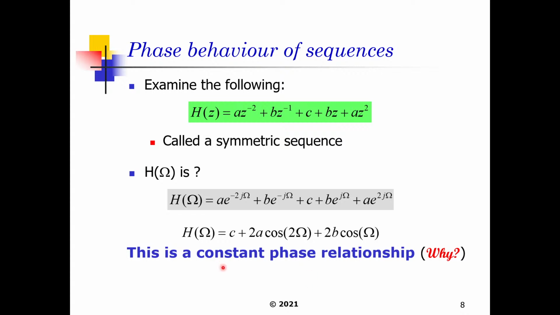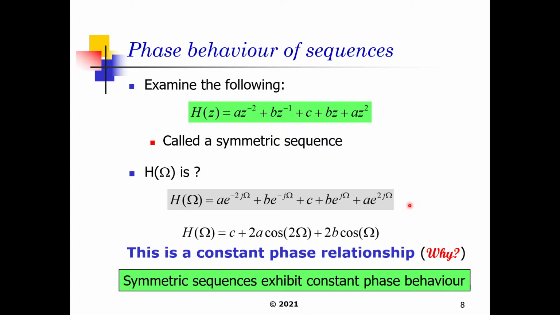And this has a constant phase relationship here, because each instance of the phases, when we actually watch it, is just going to be a multiplication of the other, and this is what we refer to as frequency replication. This is also phase replication as well. So any symmetric sequence that you're going to be dealing with will always exhibit constant phase behavior.